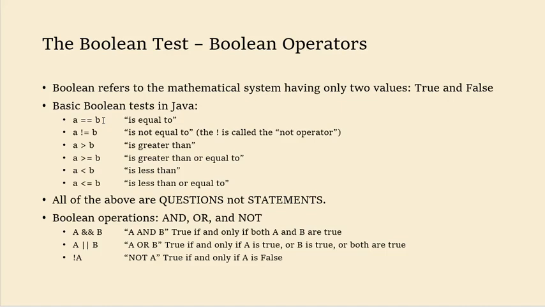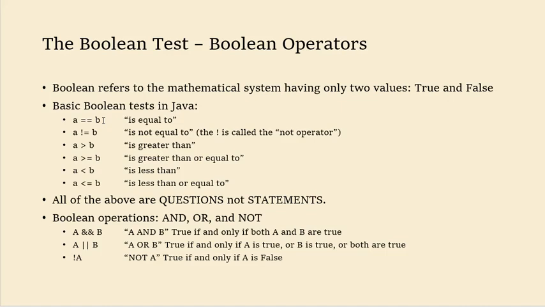You're asking the question, is A equal to B? And that's either going to be true or false. Right? Yes or no, true or false. What if you wanted not equal to B? You do A exclamation point equals B. The exclamation point is called the not operator. So you literally can read that as A not equal to B.